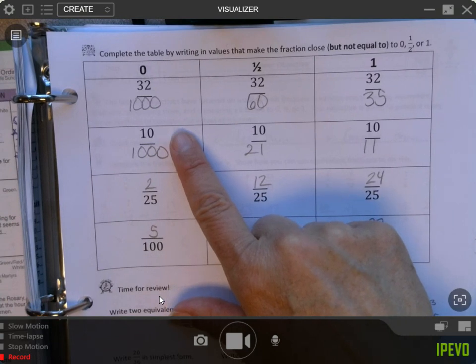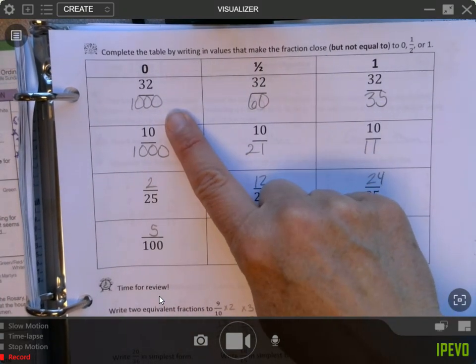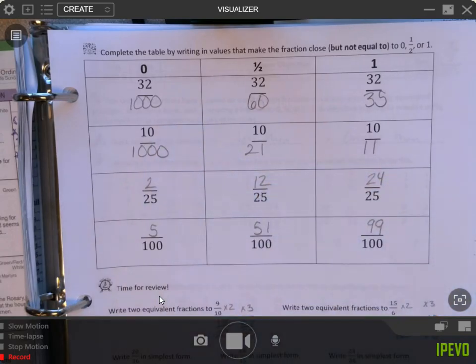Yeah. Okay. So I put 32 over 1,000 because you just want to make sure that that denominator is huge. So 32 is going to look really small in comparison. You could have put 10,000. You could have put 5,000. Just as long as it's a really big number. James? Even a million. Yeah.